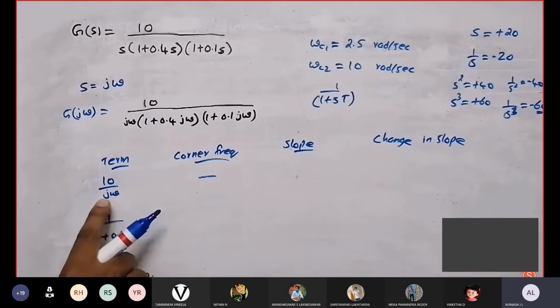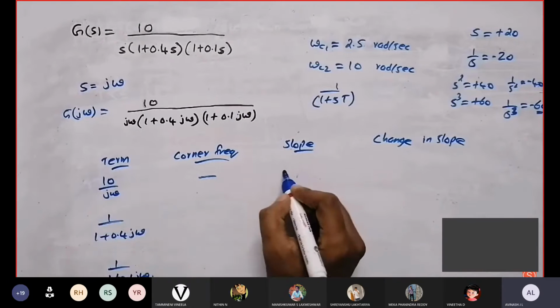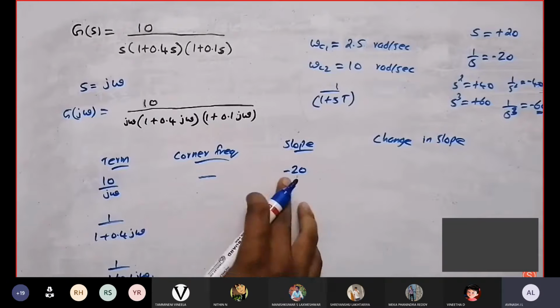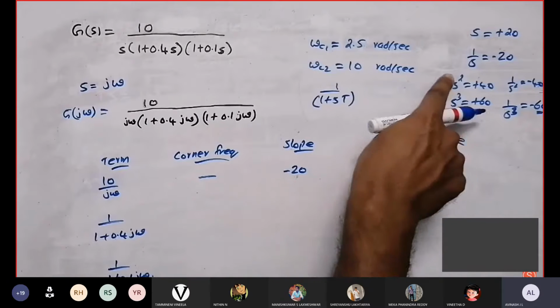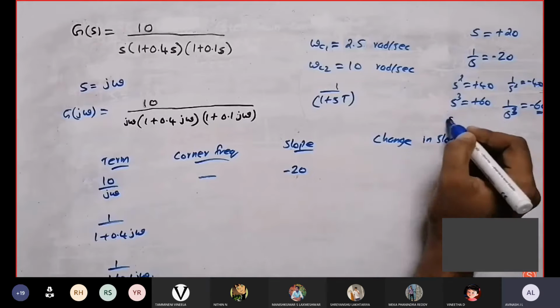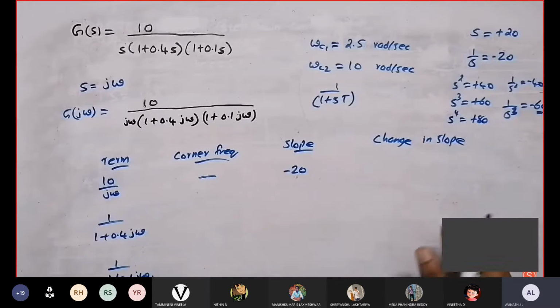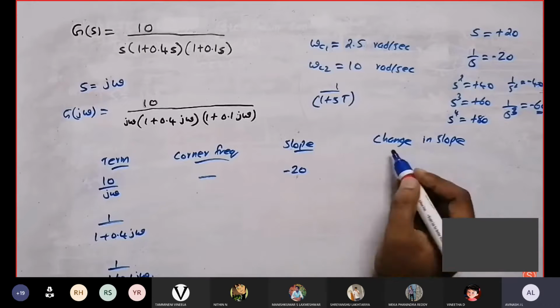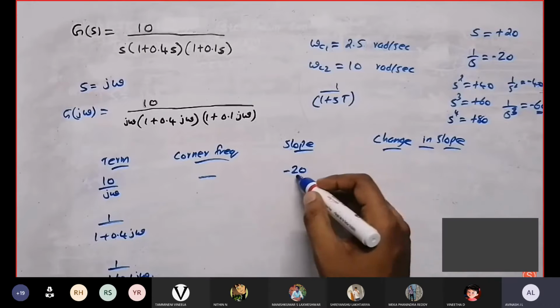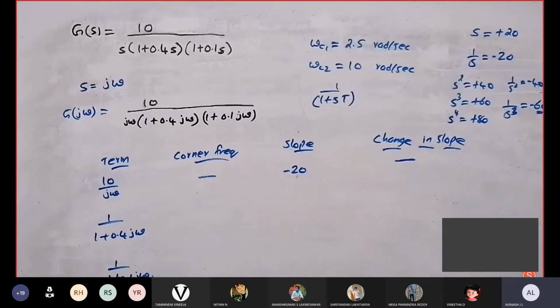So in this term, the S or j omega term is in the denominator. So the slope will be minus 20. In the denominator, the slope will be minus. In the numerator, the slope will be plus. And when square comes 40, cube comes 60. Then S raised to 4, the slope will be plus 80, like that it will go. Okay. So slope is minus 20. Then the change in slope. Is there a change in slope? No, we are starting only. So there is no change in slope.